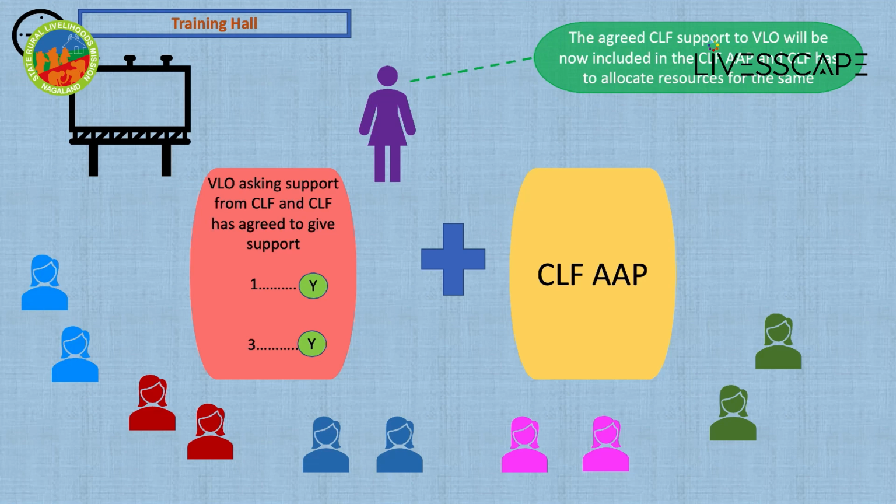So this brings us to the end of this session, wherein the VLOs have articulated what kind of support they want from the CLF, and the CLF has also decided what are the areas where they will be able to provide them support, and they have consolidated them together so that this can be used as part of the overall CLF annual action planning.